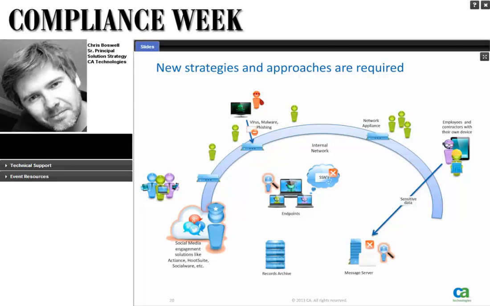But then the last piece is that organizations are starting to realize there's been a new crop of social media moderation tools or social media engagement tools, depending on how their marketing folks want to spin it. Examples would be Actiance, Hootsuite, Socialware. And these are third-party solutions that allow corporations to control the types of messages that are being sent out via social media. So you would log onto this platform.